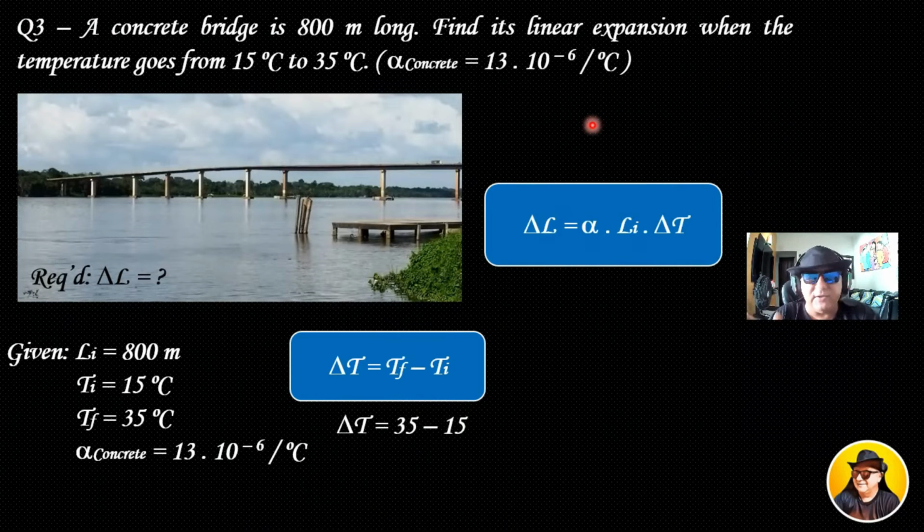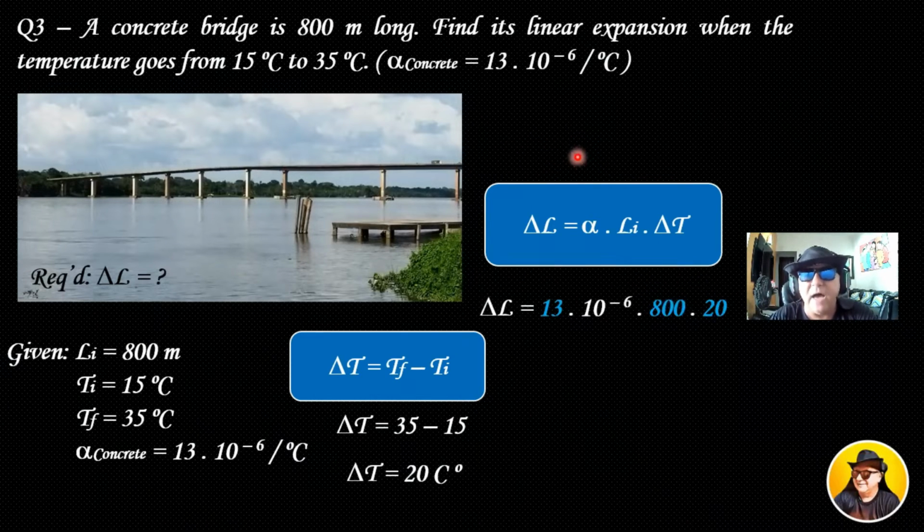Let's see, 35 minus 15 is 20. So delta T is 20 degrees Celsius. Well, so let's plug the values into the formula. That's right. So delta L is alpha, 13 times 10 to minus 6. Initial length is 800, and delta T is 20. You see? I wrote the numbers in blue, all right, because I'm going to multiply 13 by 800 by 20, all right? So let's do this.